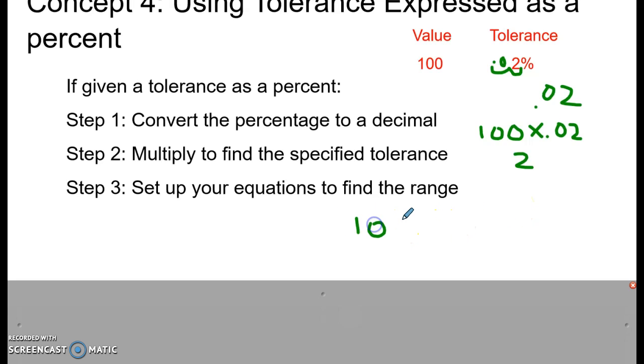Okay, and we can write it out ahead of time. Now we have our tolerance as 100 plus or minus 2. So our values are going to be 98 and 102. And anywhere between these two values will be within 2% of 100.